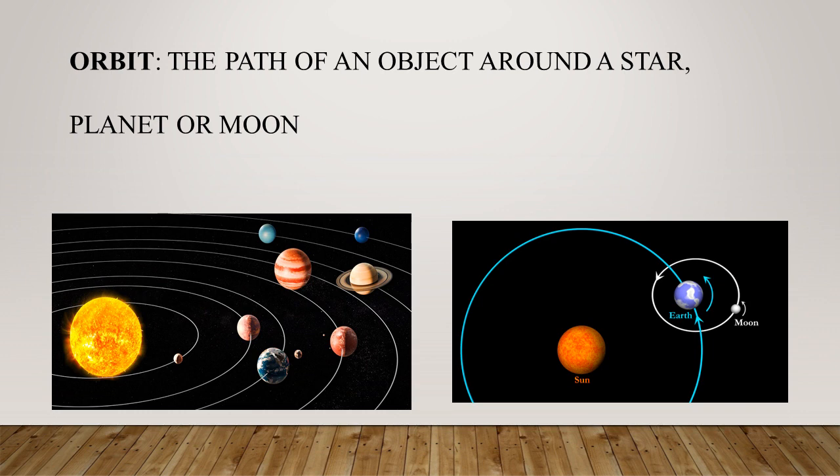First of all, we begin with orbit. An orbit is the path of an object around a star, planet, or moon. Okay? So if you want to think about our Earth here, the moon orbits around the Earth. It goes around the Earth, while at the same time, the Earth is going around the sun. All right? And we've got an orbit, a singular path that we follow, year after year.